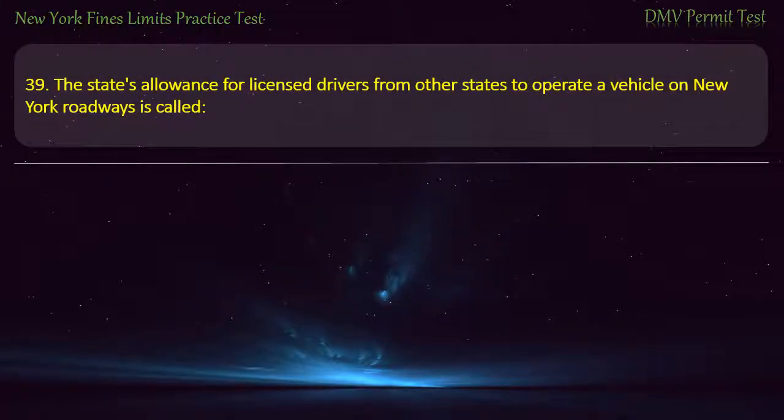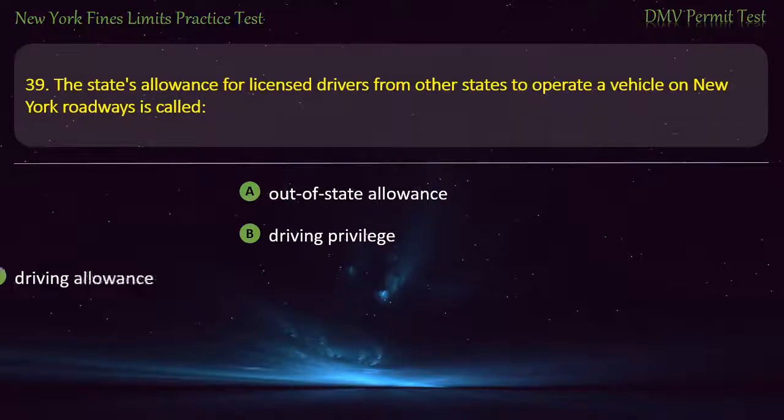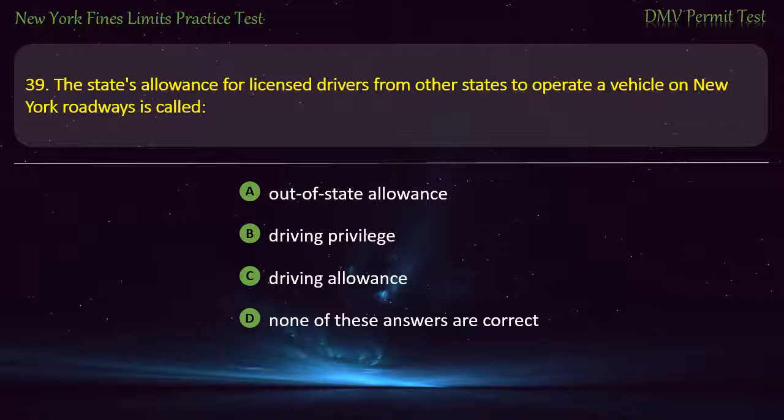Question 39. The state's allowance for licensed drivers from other states to operate a vehicle on New York roadways is called out-of-state allowance, driving privilege, driving allowance, none of these answers are correct. Answer: Driving privilege.